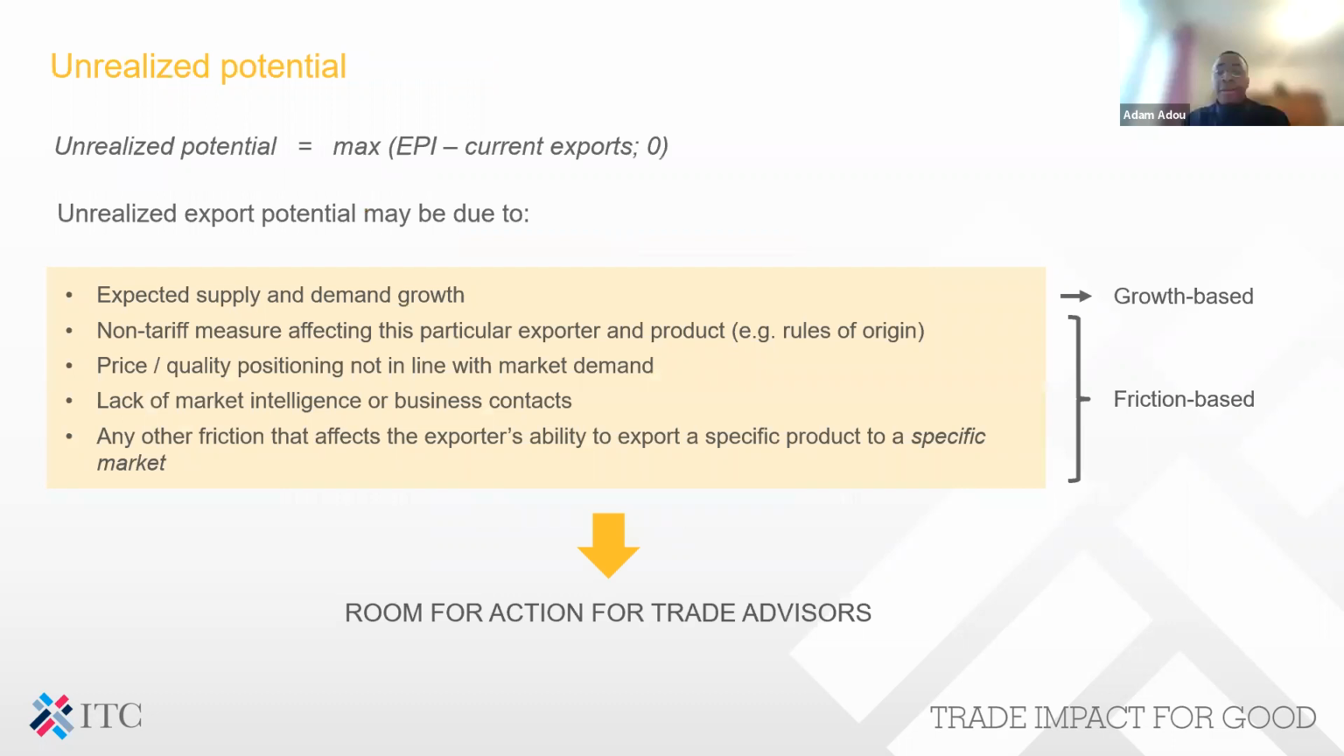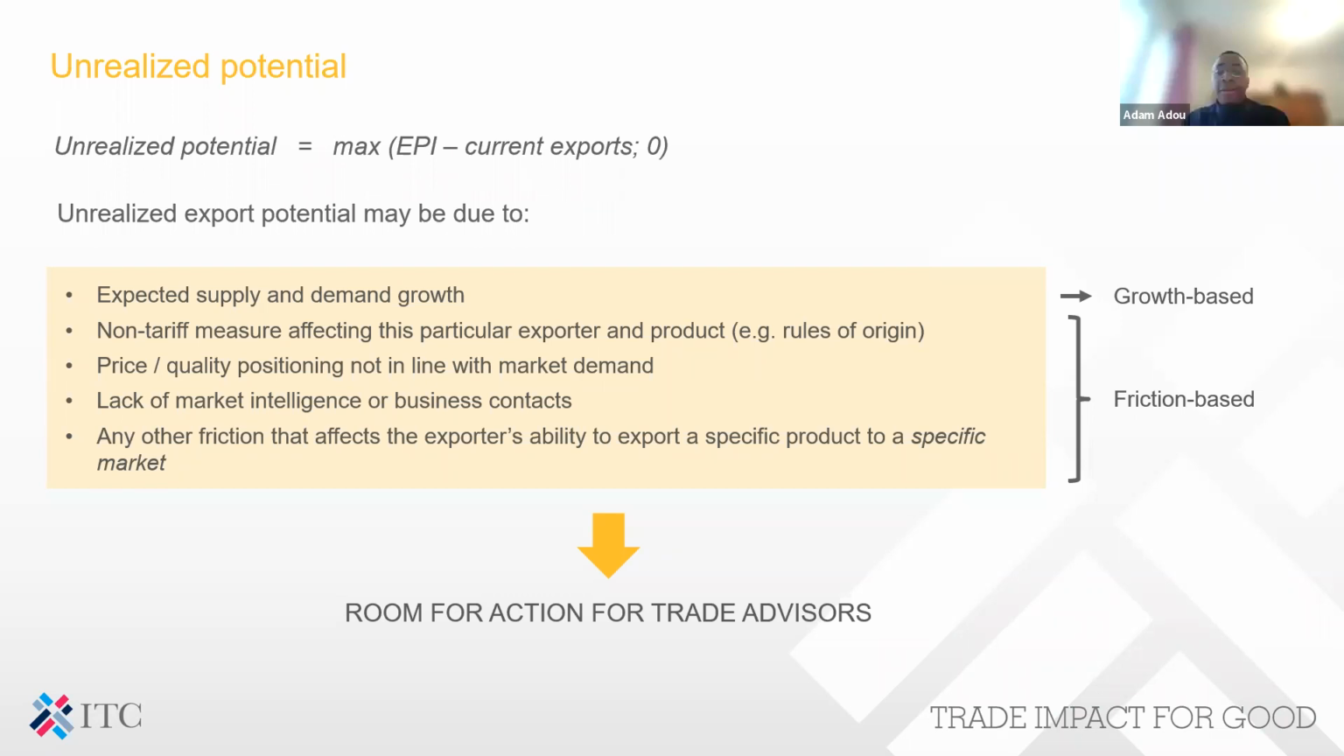Now, the key concept, the room for improvement when we're talking about the EPI, the main value added, is this concept of unrealized potential. So what is the unrealized potential? The unrealized potential is the difference between the actual export of a country for a specific product or a sector or subsector, and what at most the country can do in terms of export. So its maximum potential, which is computed. The gap between both is the unrealized potential. So it's basically the room for improvement.